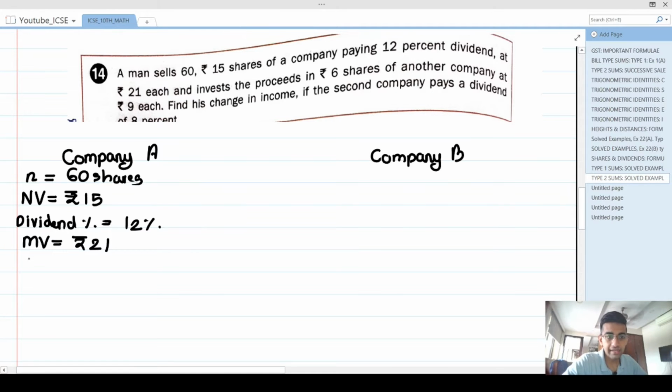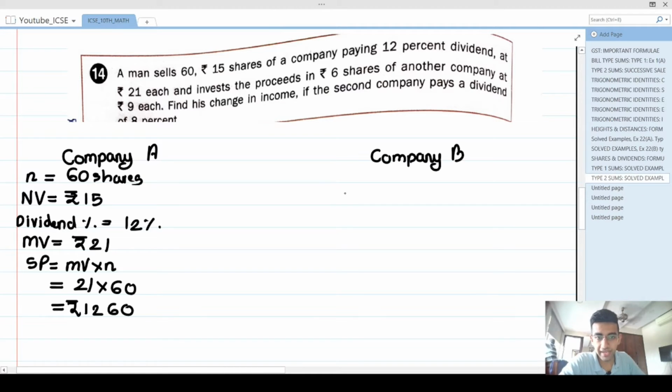Firstly, he sells 60 shares at 21. So calculate his selling price. His selling price will be his MV into N. So that is 21 into the number of shares. This will be 1260. And this selling price of A becomes his investment in company B, is equal to SP in A, because he invests the proceeds.